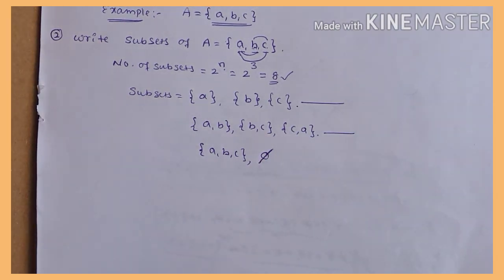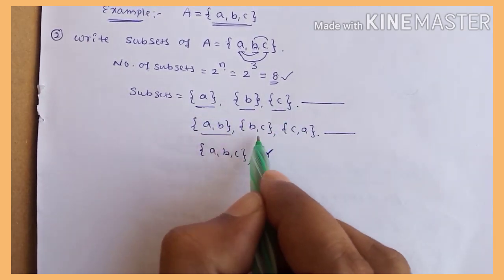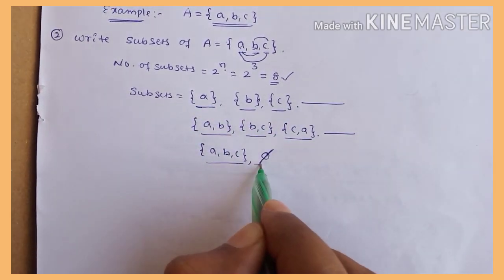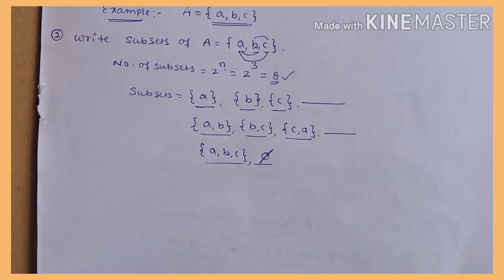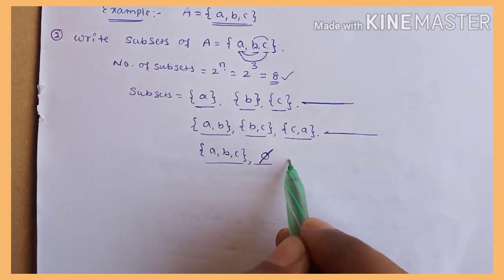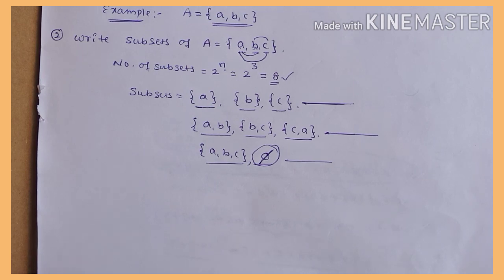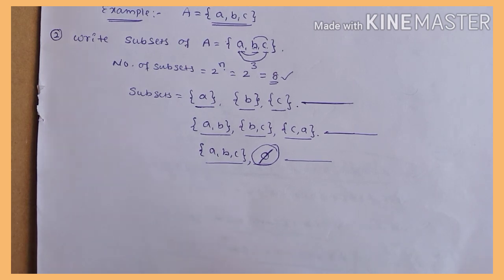These are the total subsets. Count 1 2 3 4 5 6 7 8. These are the possible subsets. First single elements, later double elements, later triple elements, finally you have to write phi also. You can count, you should get 8. Okay, let's go for the next one.